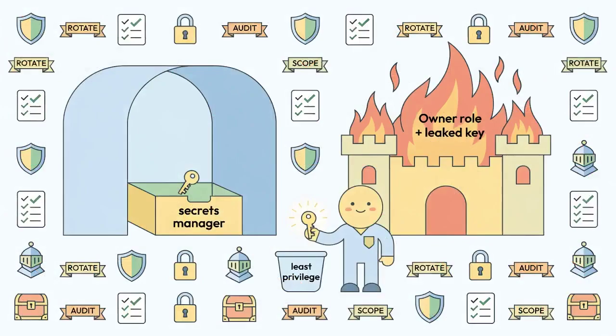So credentials rotate themselves and disappear when the work is done. Here is the rule that ties it together. Store keys in a secrets manager, grant the smallest role that still works, and prefer federated identity over static credentials whenever you can. A small key to one bucket will never burn down the kingdom.